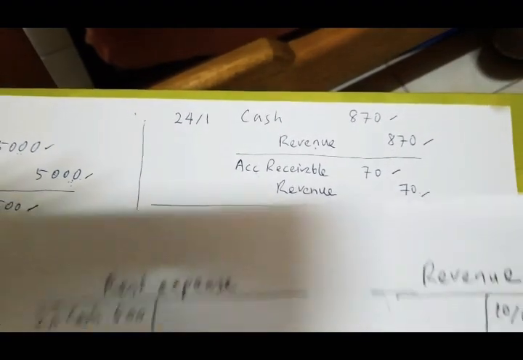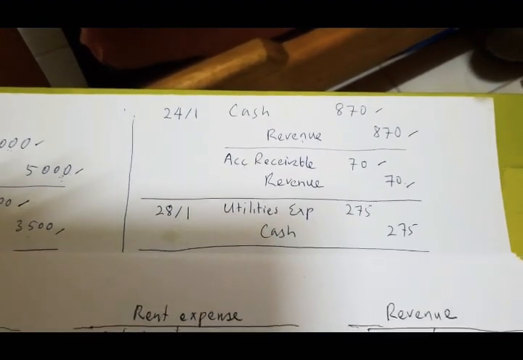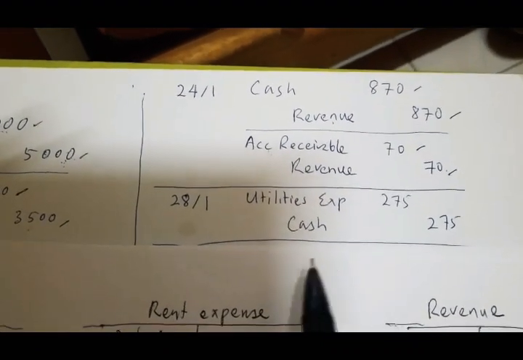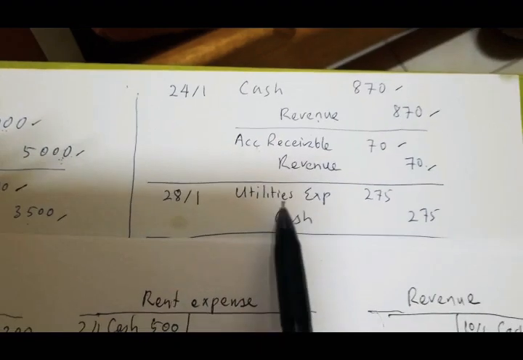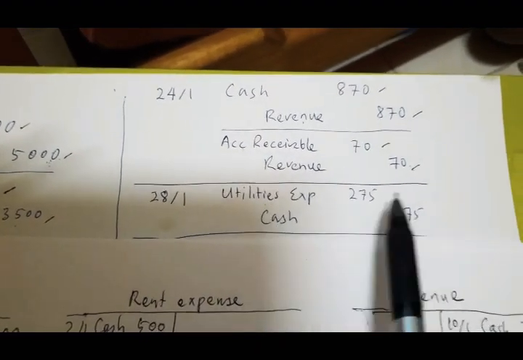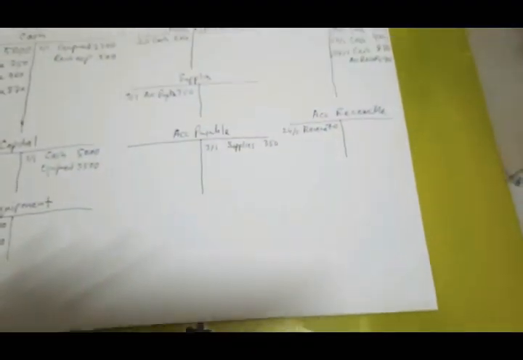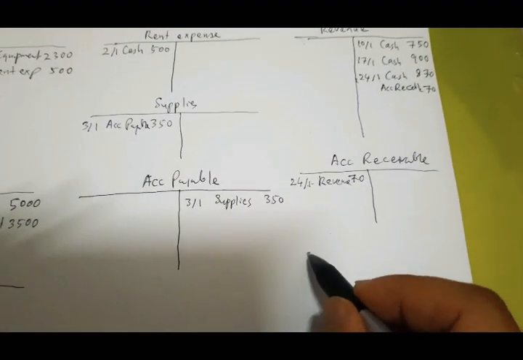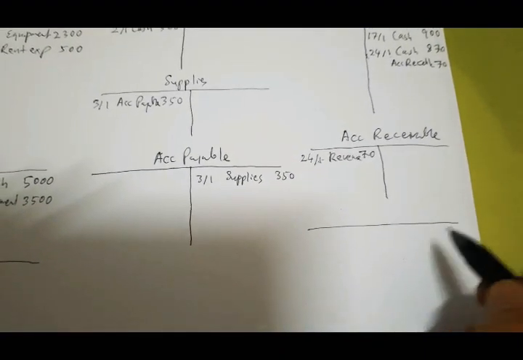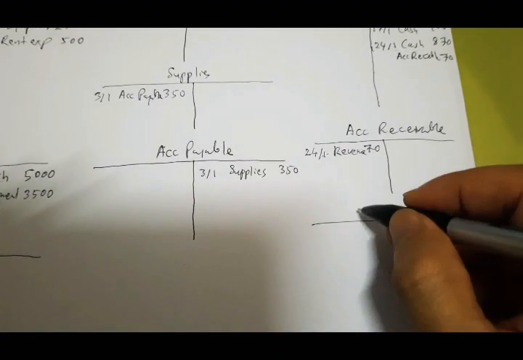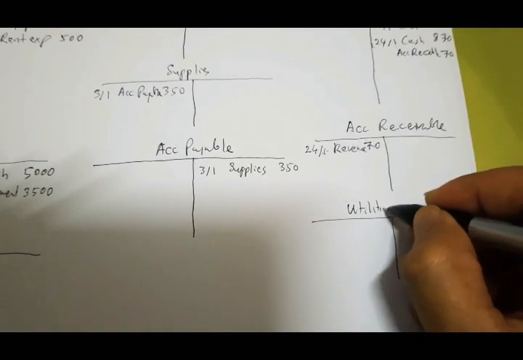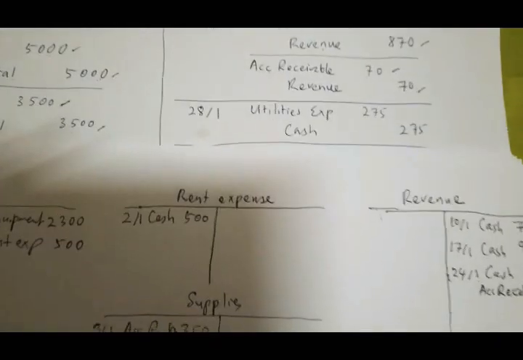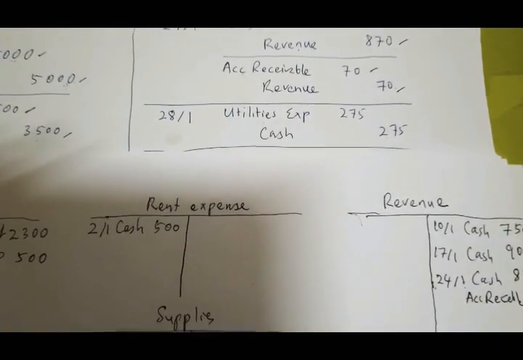So do the same thing to the transaction on 28th of January. 28th of January, debit utilities expense 275. We do not have the utilities expense account yet. So you create a new account for the utilities expense. Okay, so you have to debit that 275.